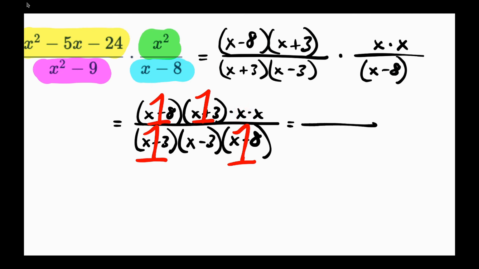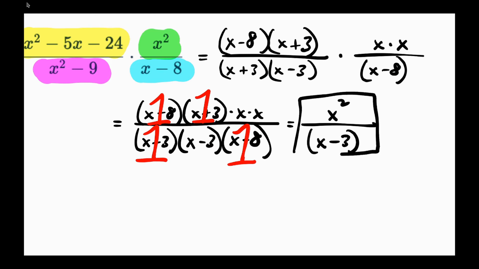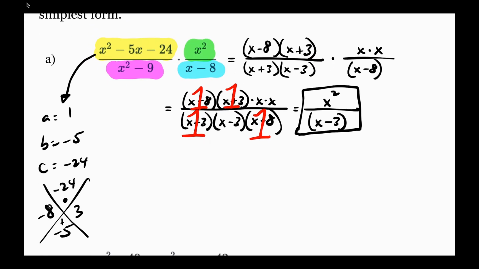Okay? So on top, you have x times x, which is x squared. On bottom, you have just x minus 3. That's all that's left on bottom. Done. All right. So let's look at, that was letter A. Let's look at letter B.